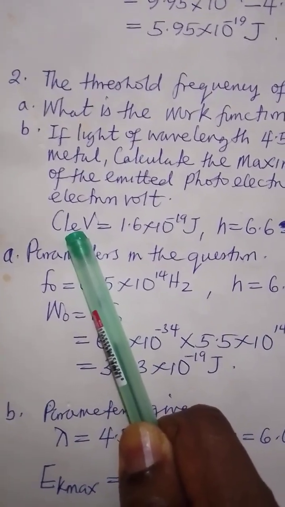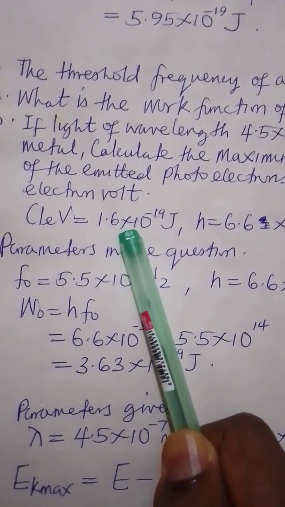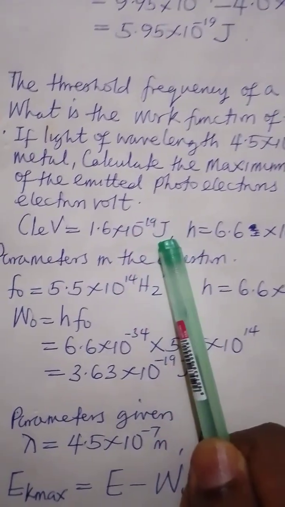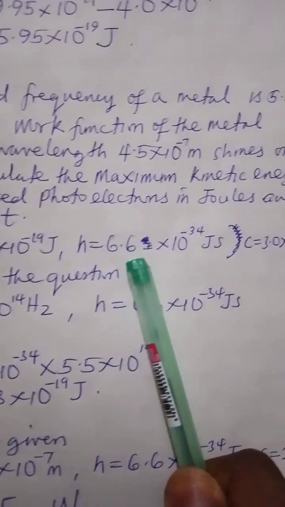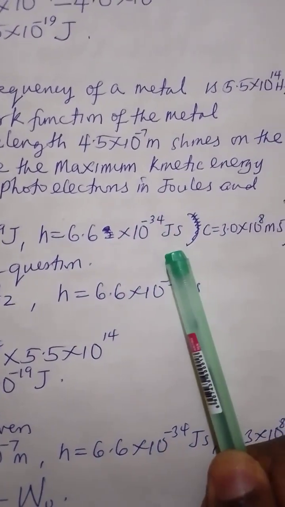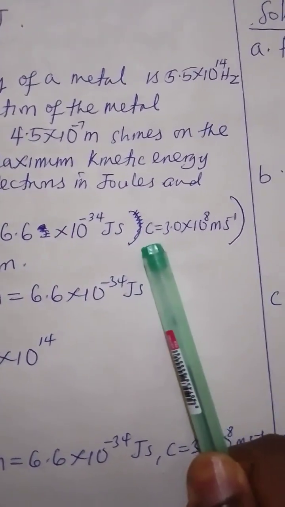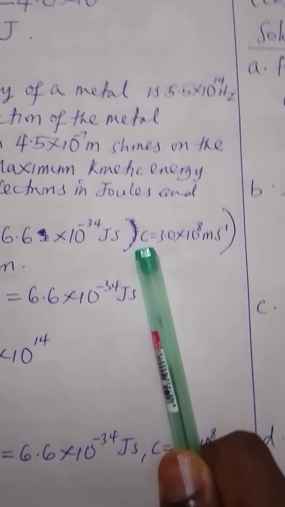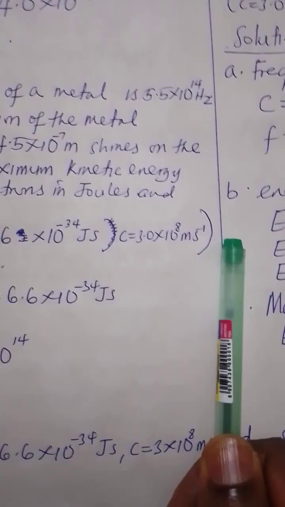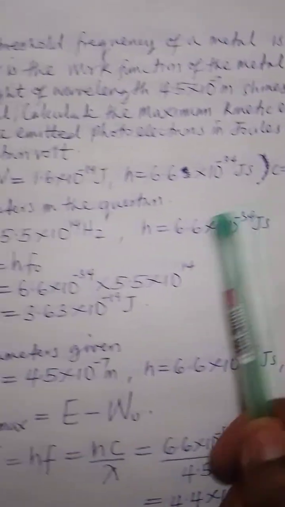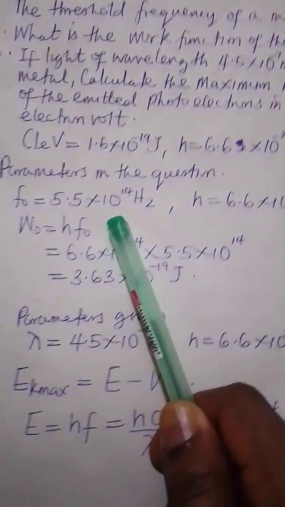1 electron volt is 1.6 times 10 raised to the power minus 19 joules. H, which is Planck's constant, is 6.6 times 10 raised to the power minus 34 joules second. The speed of light is 3.0 times 10 raised to the power 8 meters per second. Let's start the solution, solving properly.